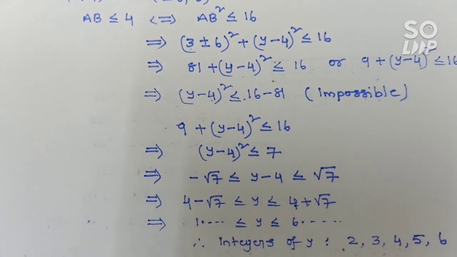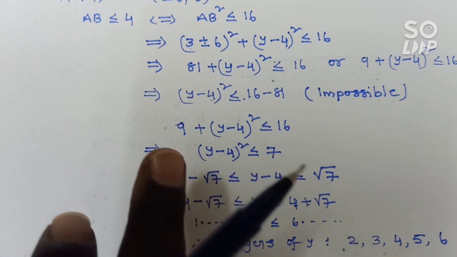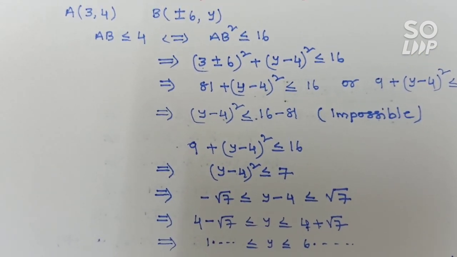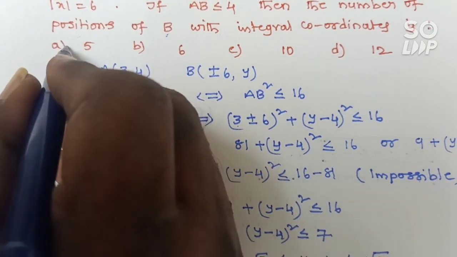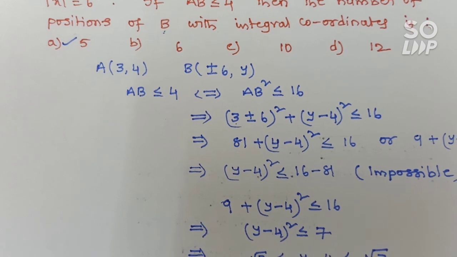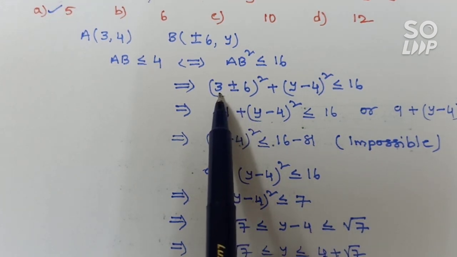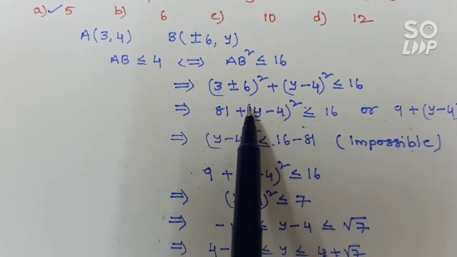Therefore, the number of positions of B with integral coordinates will be 5. This is the correct answer. So your answer will be 5. How can we say that? Here is 3 plus 6, and 3 plus 6 whole square for this one is not possible.